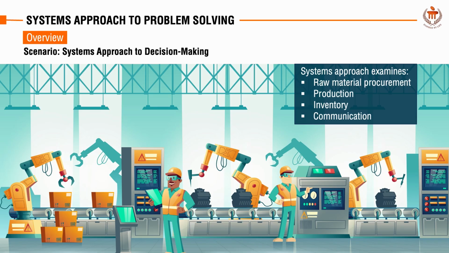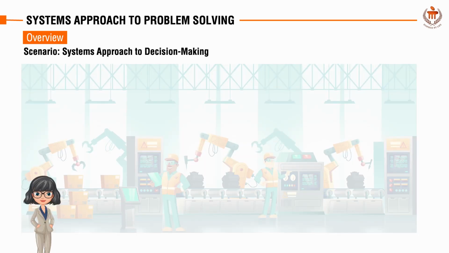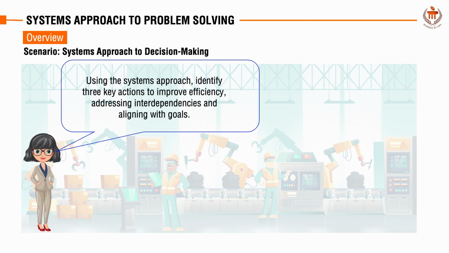Understanding the dynamic nature, they anticipate future challenges like machinery aging. Employee feedback highlights machinery breakdowns, negative feedbacks, while inventory management improvements show potential, which are positive feedbacks. The goal is to streamline production, reduce delays, and control costs. Here's a question for you. Using the systems approach, identify three key actions to improve efficiency, addressing interdependencies, and aligning with goals.